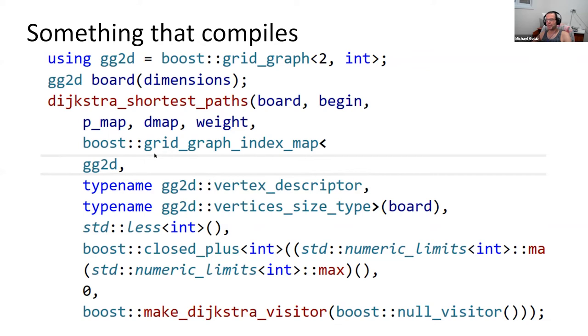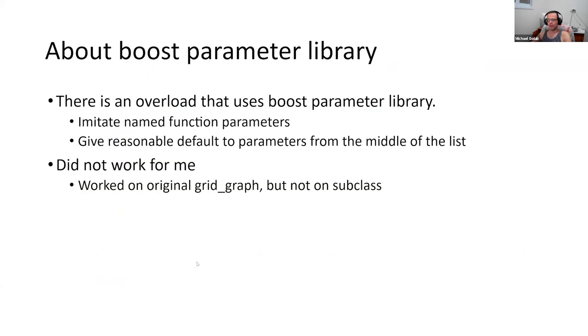Then I copy pasted something from somewhere, okay? And you see all the kinds of std less, you see closed plus, you know, all the things that you would expect, that there is a good overload that provides good defaults for, right? So why didn't I use it? Okay. At first I actually used it.